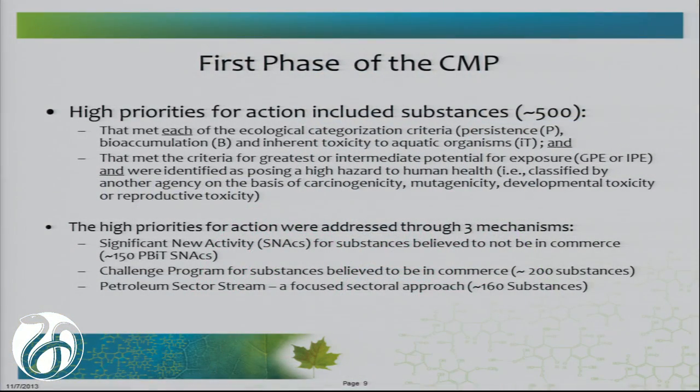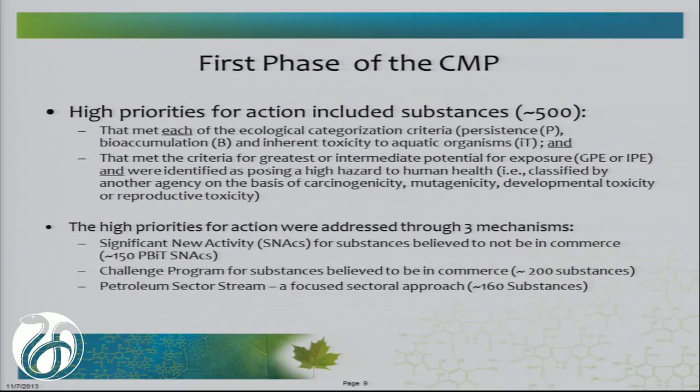So there were about 150 substances that were persistent and bioaccumulative and inherently toxic, but they were no longer found in commerce in Canada, according to surveys that we did with industry. And so for those substances, we published SNACs. This is a significant new activity. It is very similar to a SNUR in the US, which means that if anyone wants to use these substances, they need to notify us before they can do so.